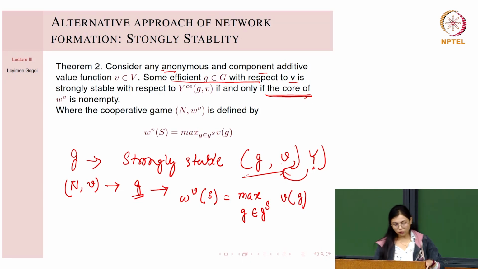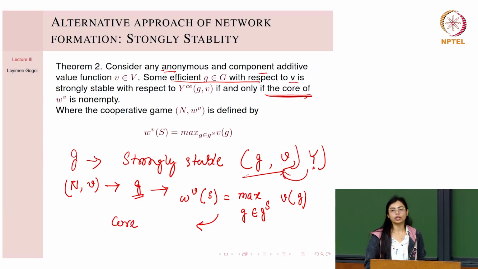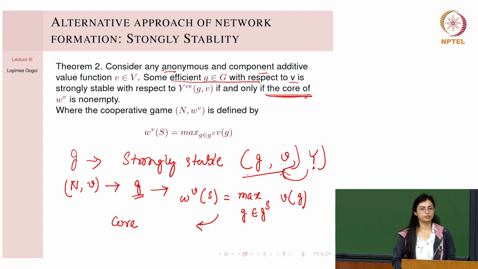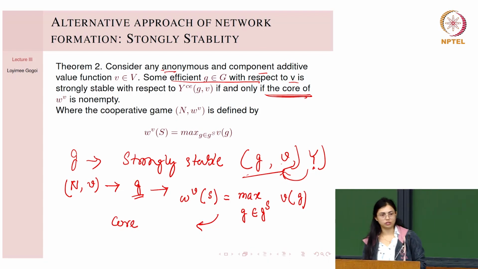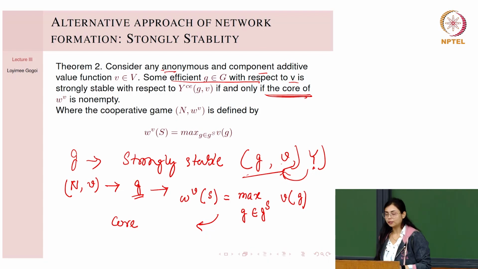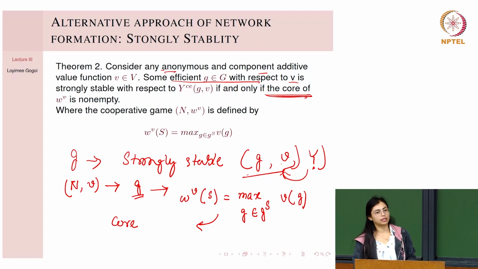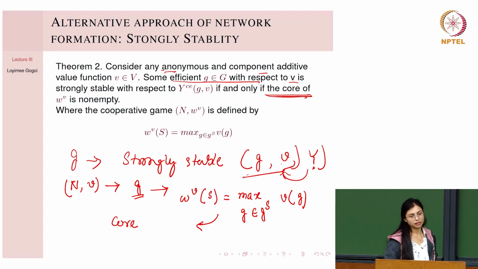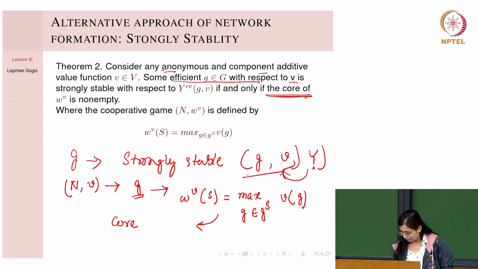And we can say the core of this cooperative game is non-empty. In the first lecture I mentioned the core solution. If a network game, a cooperative game, is convex, then we can have a non-empty core. So, what is a convex game? Remember what a convex game is?